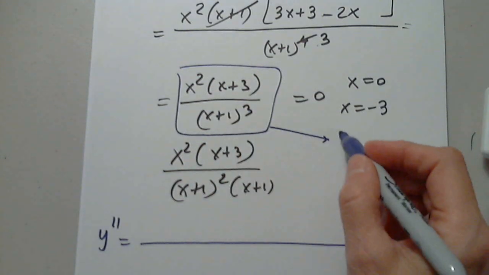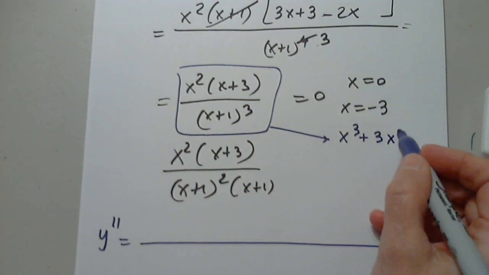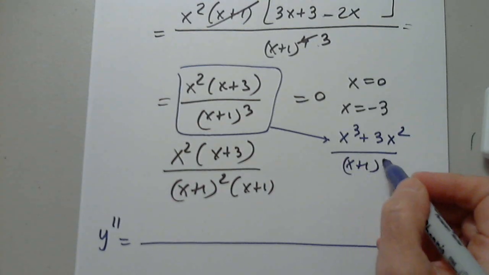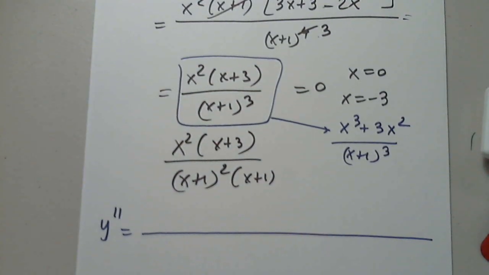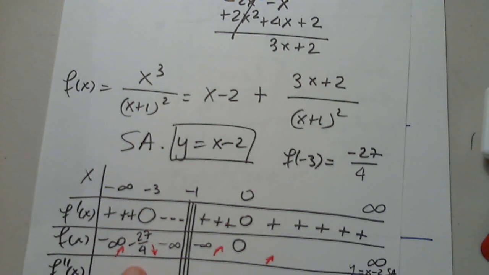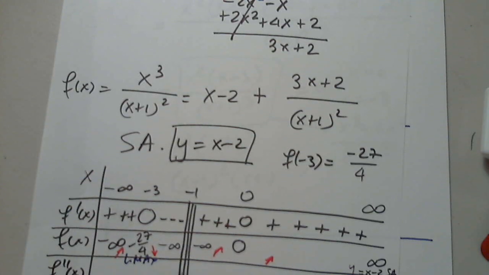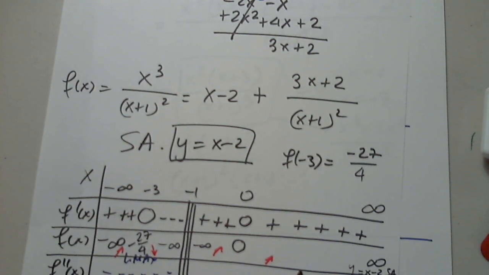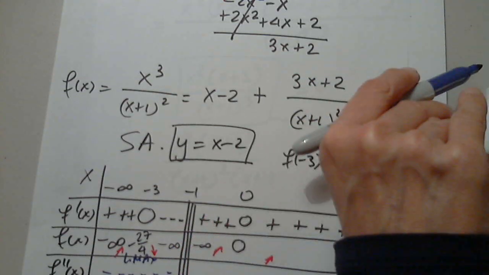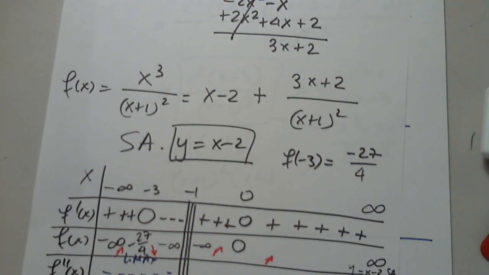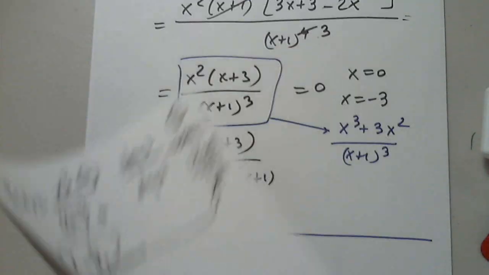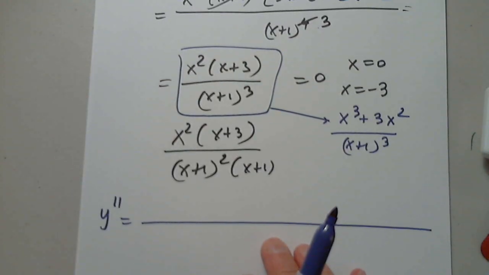That I will change into x to the third plus 3x squared over x plus 1 cubed. I know what's going to happen here because it has a maximum, right? So local max, so it has to be negative. It has to look like this. I know that for sure. I'm not 100% sure here, but I think it's going to do this. So I think all this will be positive. But, okay.